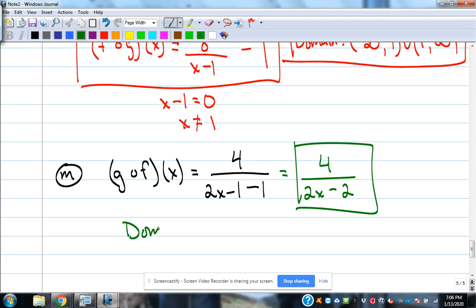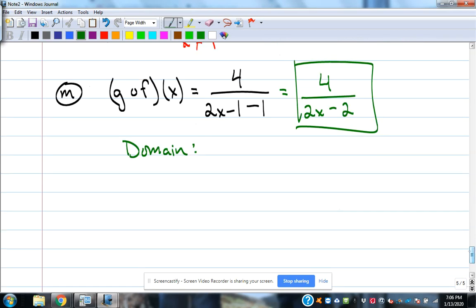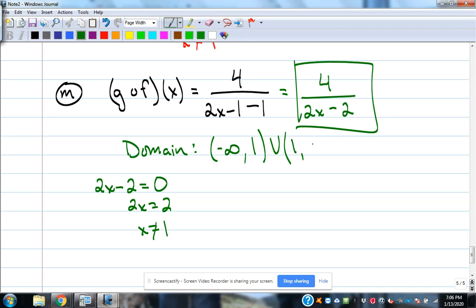The domain, again, what's the red flag that comes up? The x in the denominator, right? Set that equal to 0 and solve it. So x can't be 1. Again. Won't always be the same number. It'll change from time to time depending on the functions. The process is the same though.